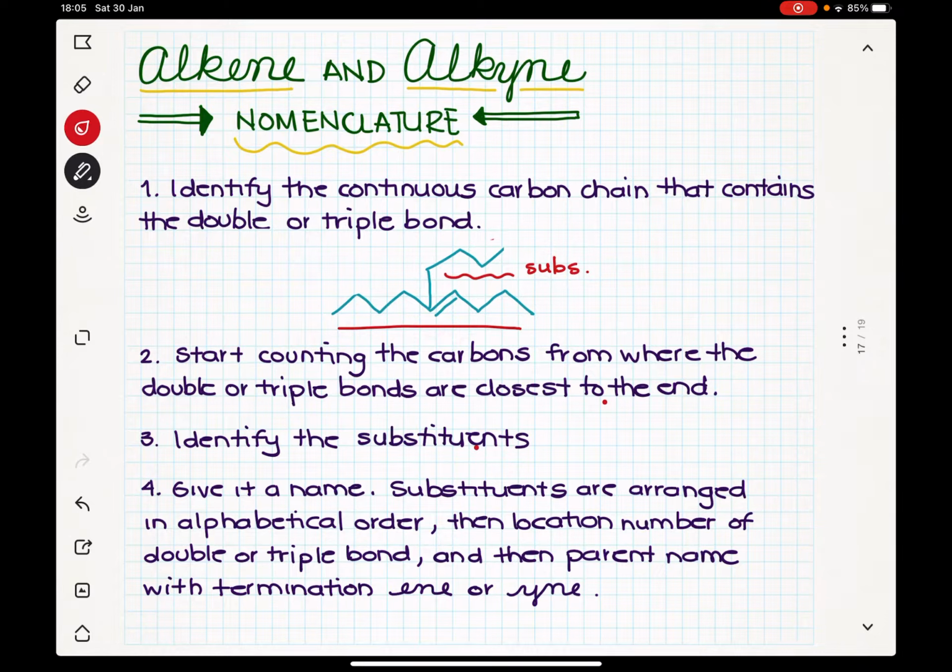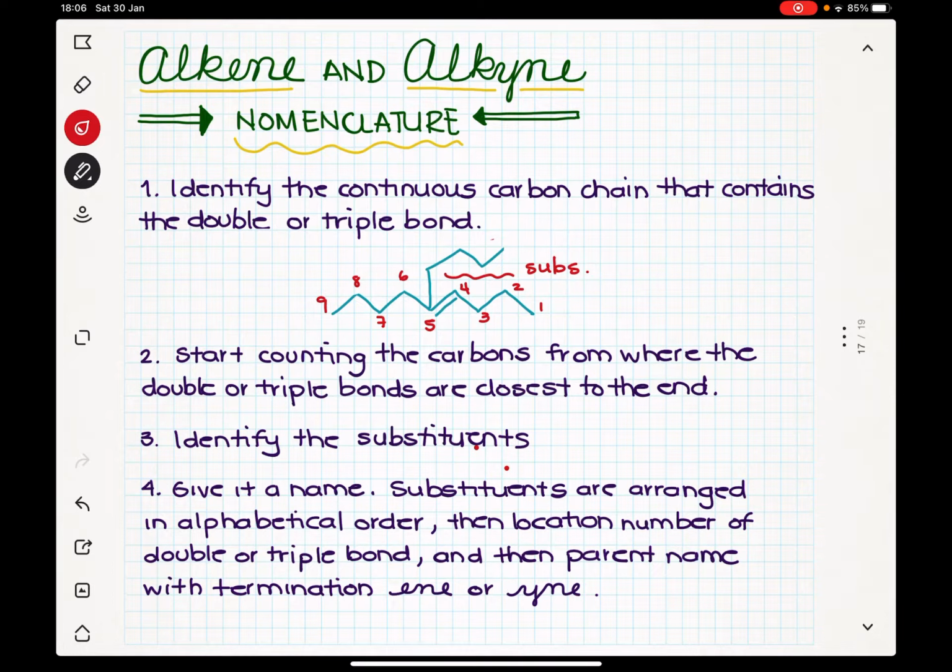Then it says, number 2, start counting the carbons from where the double or the triple bond is closest to the end. In this case, we have two options. We either start counting 1, 2, 3, 4, 5, and my double bond is in carbon 5, or 1, 2, 3, 4, and my double bond is in carbon 4. If I start numbering from the right, I have the lowest number possible. So I'll keep that numbering, and let me finish: 4, 5, 6, 7, 8, 9.